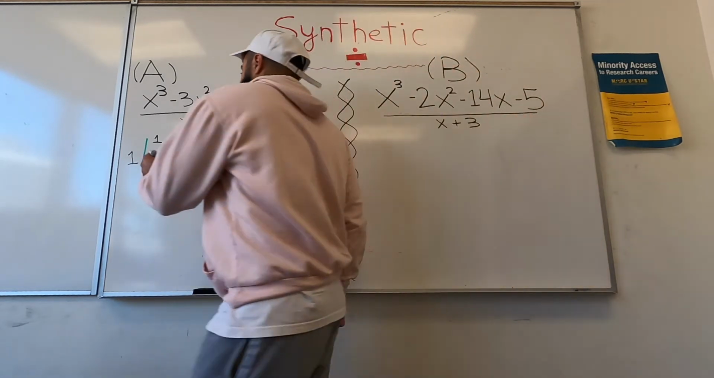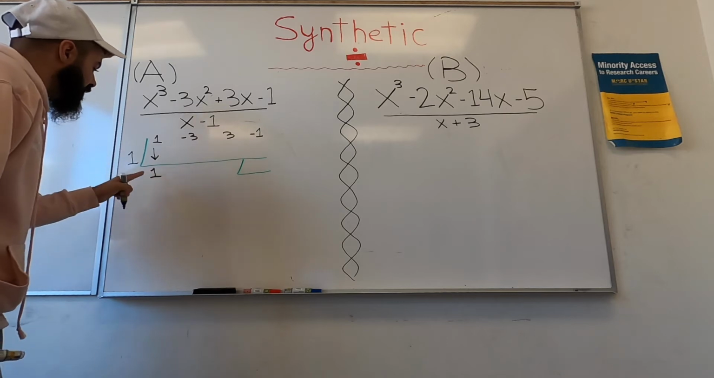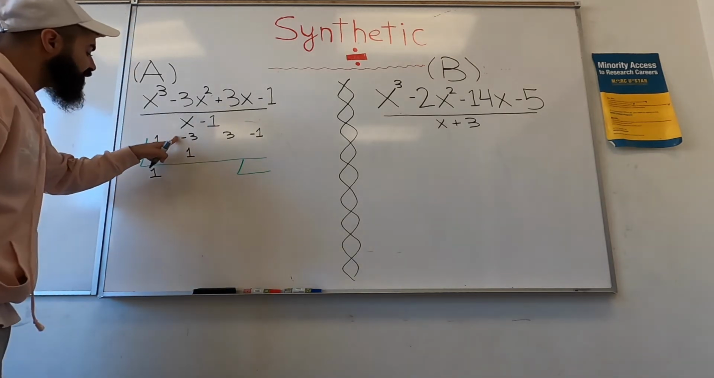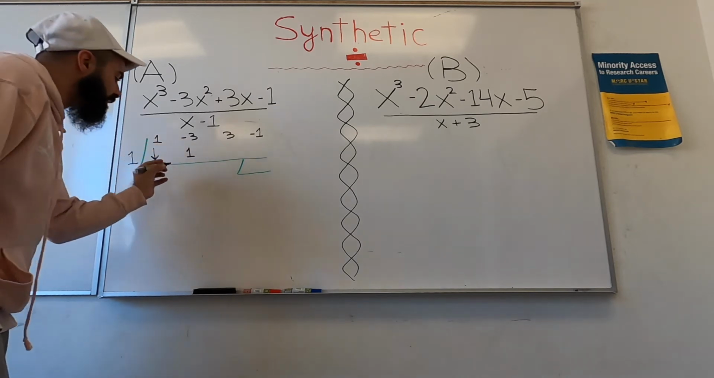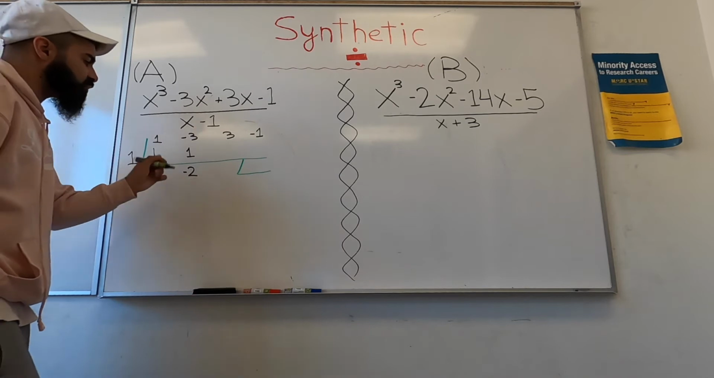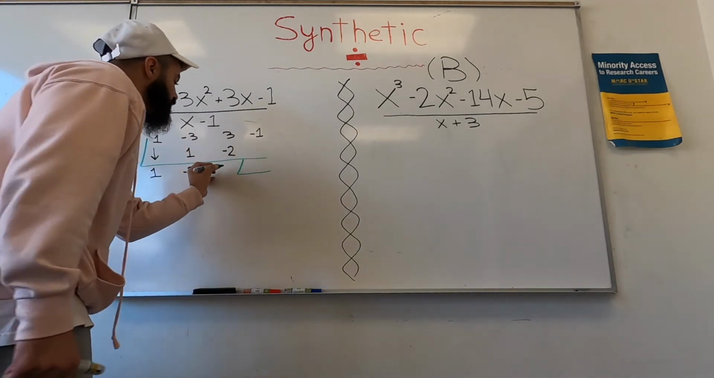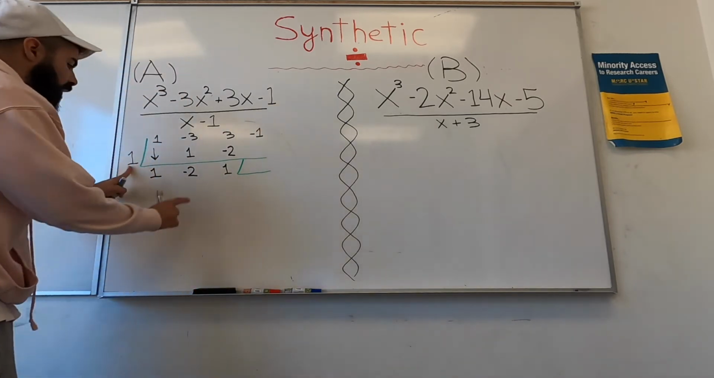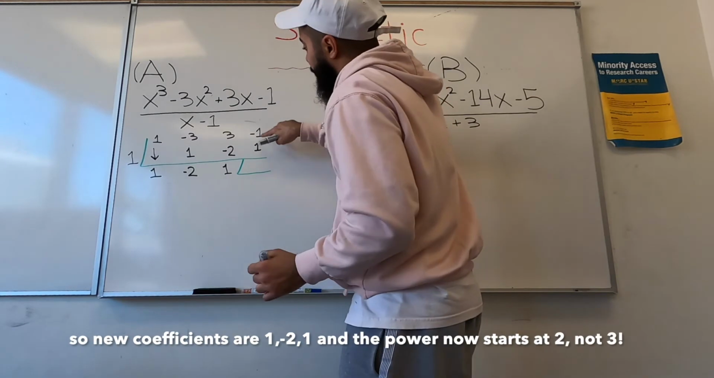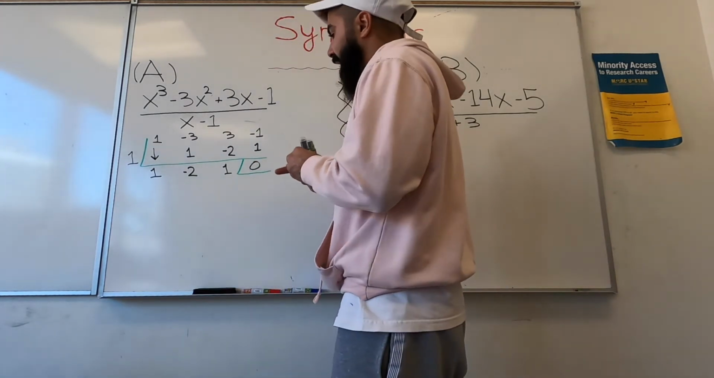Let's see. So we drop the 1 down. 1 times 1 is 1. Put it here. -3 and a +1 is a -2. 1 times a -2 is a -2. 3 plus a -2 is a 1. 1 times 1 is a 1. -1 plus 1 is 0. And then we have our answer.